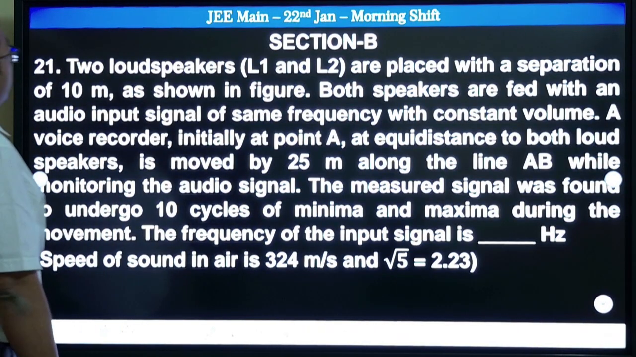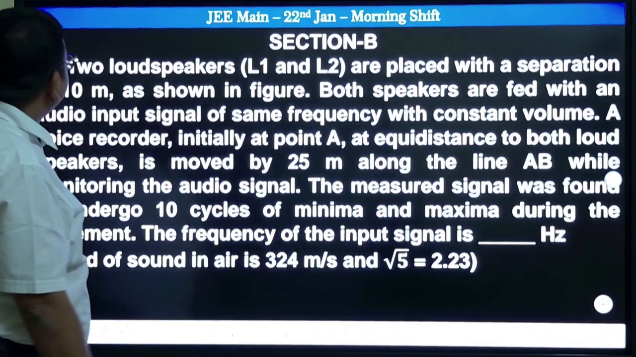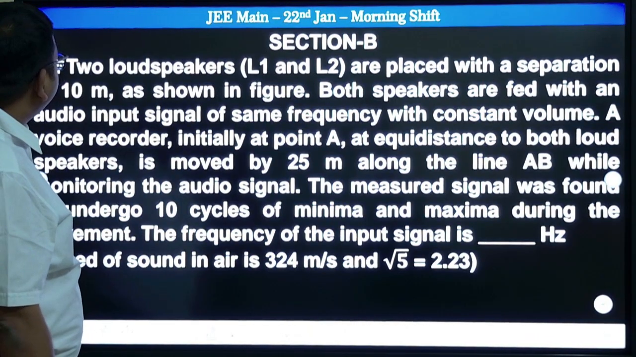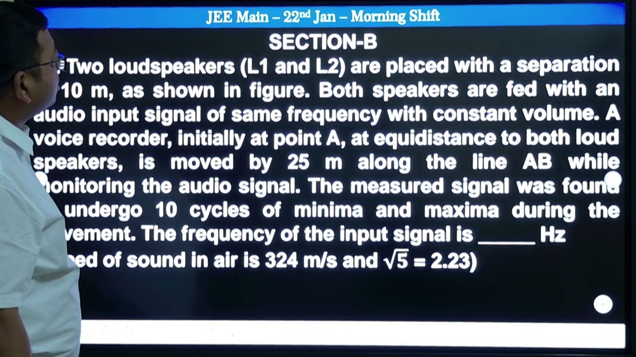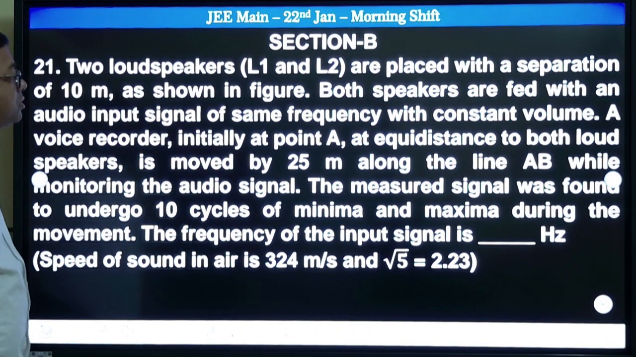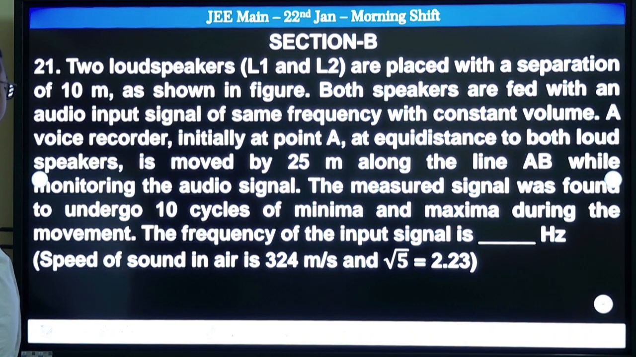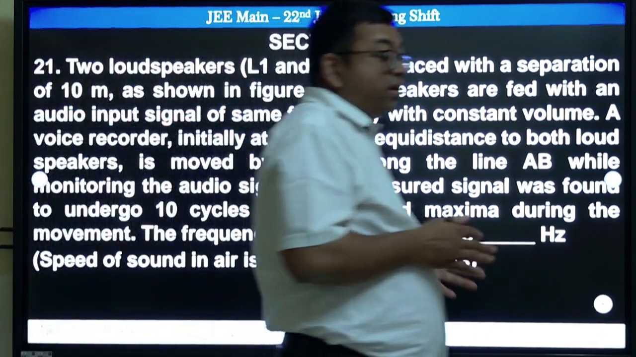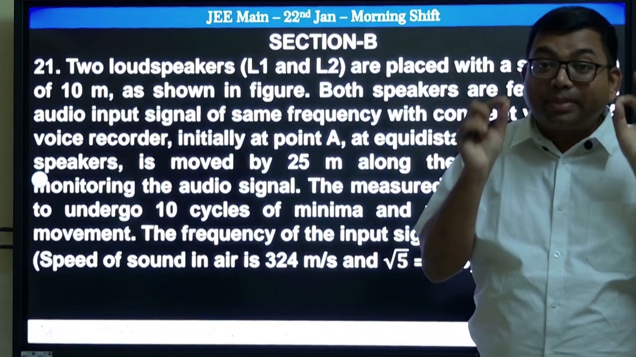Question number 21. Two loudspeakers L1 and L2 are placed with a separation of 10 meters as shown. The figure is also given. Both speakers are fed with an audio input signal of the same frequency with constant volume. A voice recorder initially at point A, equidistant to both loudspeakers, is moved by 20 meters along the line AB while monitoring the audio signal. The measured signal was found to undergo 10 cycles of minima and maxima during movement. The frequency of the input is... first of all, the question is lengthy, right? You have to read properly with patience.